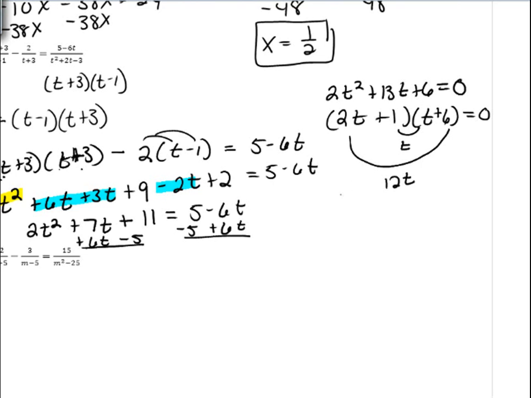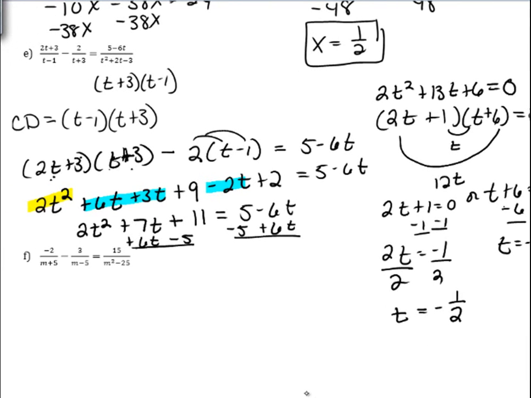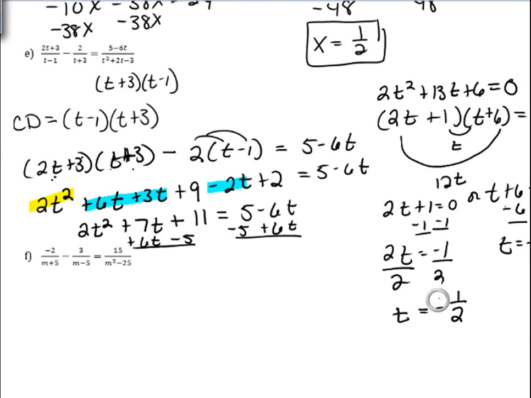And this is equal to 0, so either 2t plus 1 equals 0, or t plus 6 equals 0. Subtract 1 from both sides gives you 2t equals -1. Then we would divide by 2, so we would have t is equal to -1/2. Now for the other side, we would subtract 6 from both sides, giving us t equals -6. And do a visual check. Will -6 or -1/2 cause us a problem? And the answer is no. Here's my least common denominator, and the only things that won't work here are 1 and negative 3.